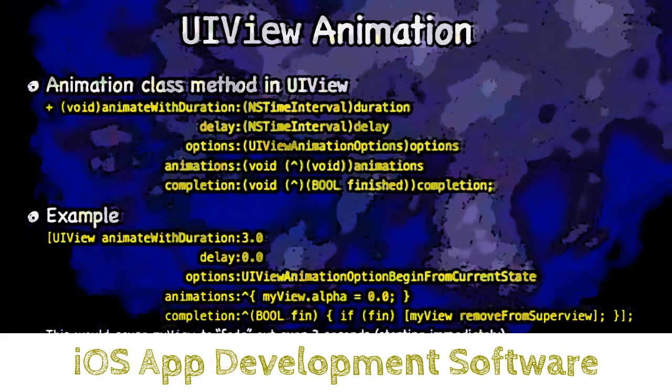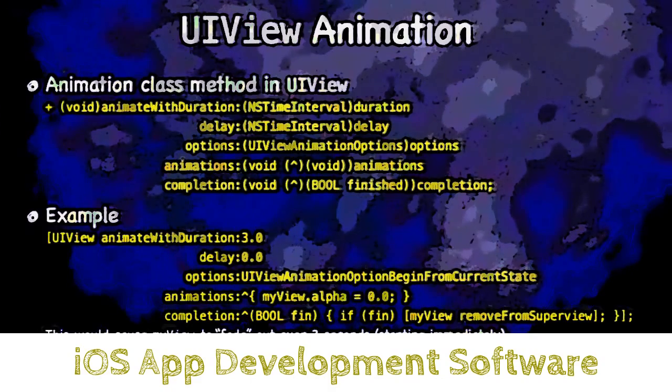But in the code, this happens immediately. Immediately, the view has gone to alpha of 0. It's just that on screen, it's not showing what's currently the state. It's showing this animation. Okay?